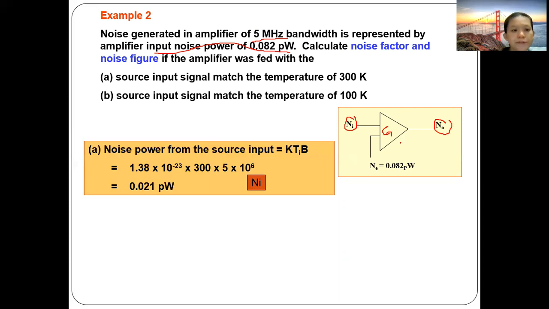Step 1 for question A is the noise power from the source input. So from the source input, NI is equal to KTIB. Our K, the Boltzmann constant, is 1.38 times 10 to the power of negative 23, multiplied by our input signal temperature 300 K, and multiplied by our bandwidth of 5 megahertz, 5 times 10 to the power of 6. Calculate, we will have 0.021 picowatts.